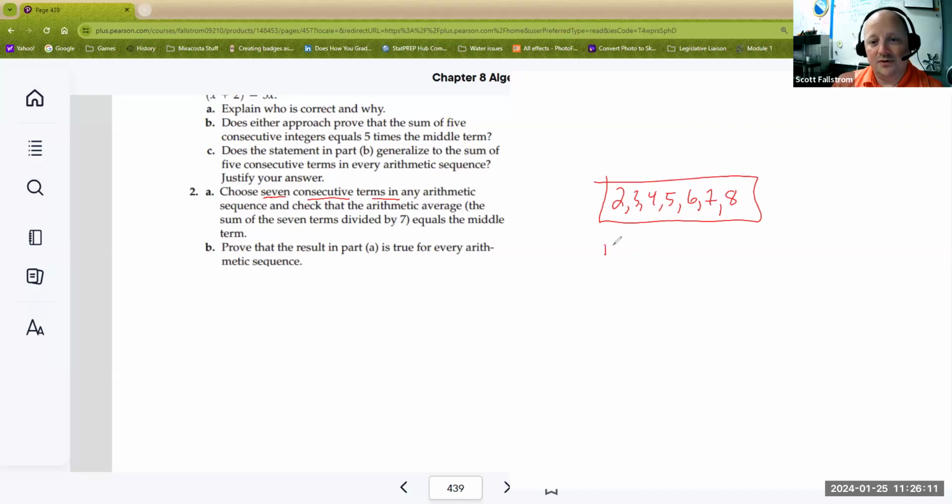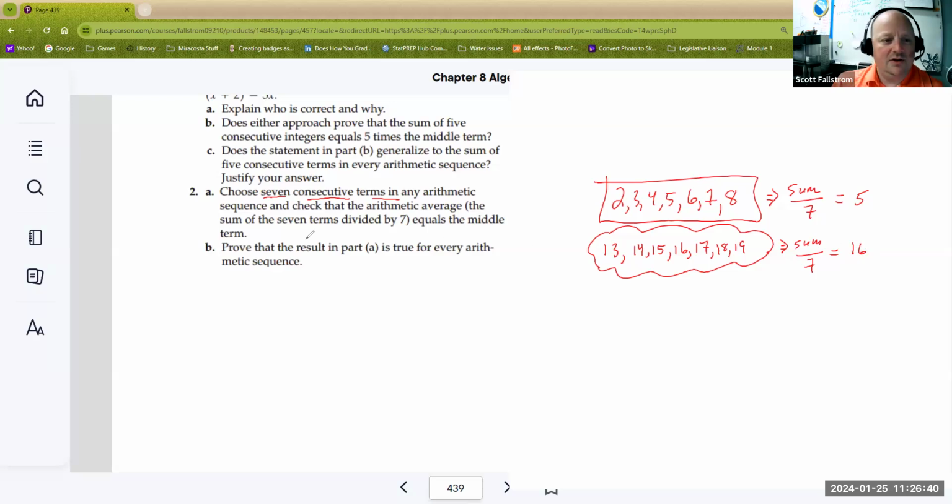So I could have started with 13: 13, 14, 15, 16, 17, 18, 19. There's another 7 terms in a row. And if I check the average by adding them all up and dividing by 7, in this case I get 5. If I do the same thing here, I get 16.